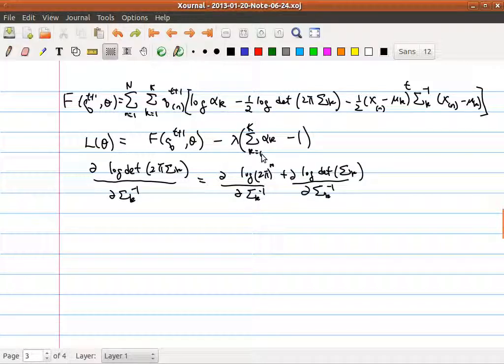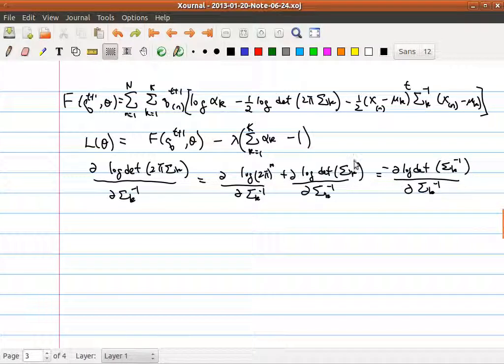Anyway, this is just a constant, so this is just 0. We can ignore that. We only have the second term here, the partial derivative of log determinant sigma k with respect to sigma k inverse. So we want to take the derivative with respect to sigma k inverse instead of sigma k, just for the reason that we are able to get a nice solution if we do it this way.